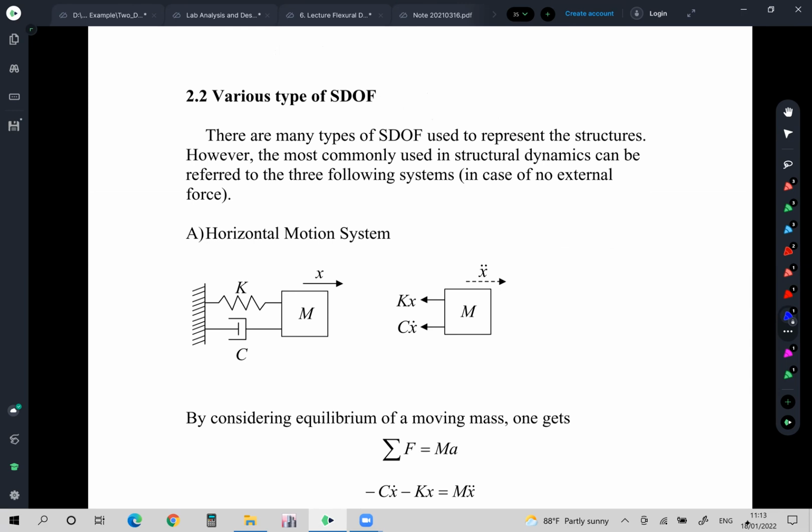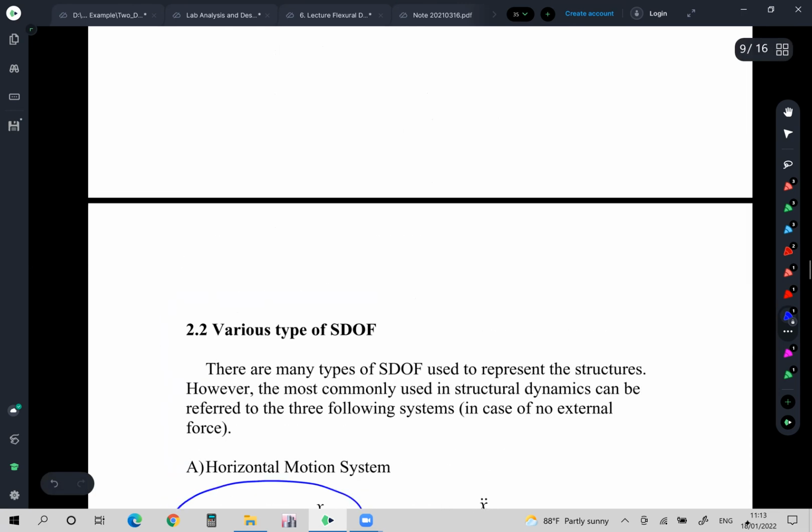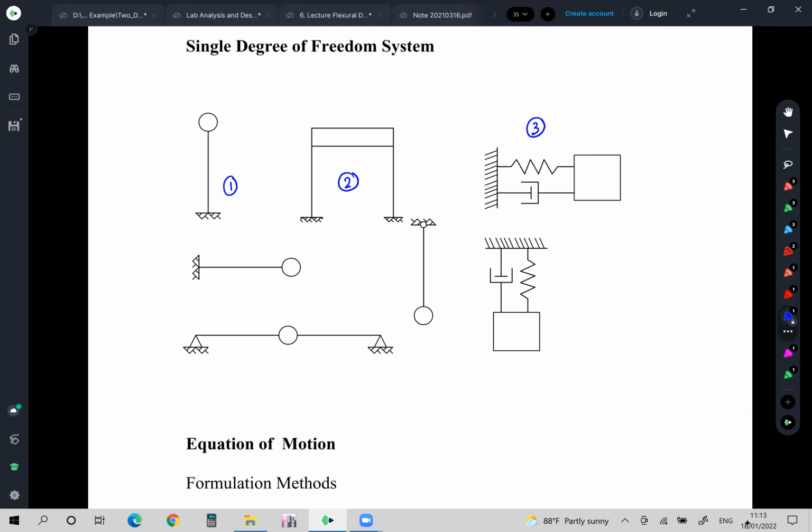So that's why in the following example, no matter whether I use the spring mass system like this one, or I use number 1, or I use number 2, it's no difference. You could treat them as the same, even though they look different.